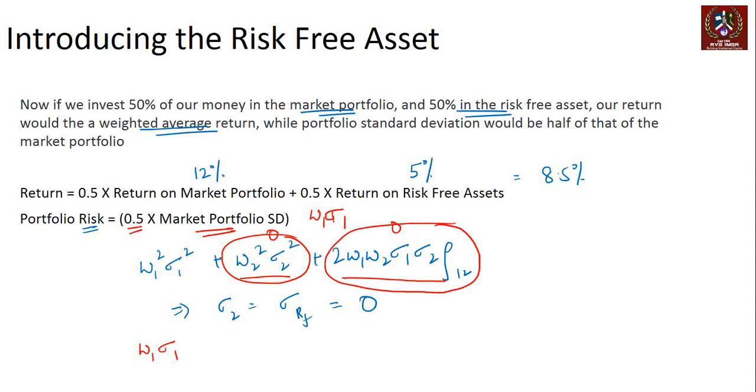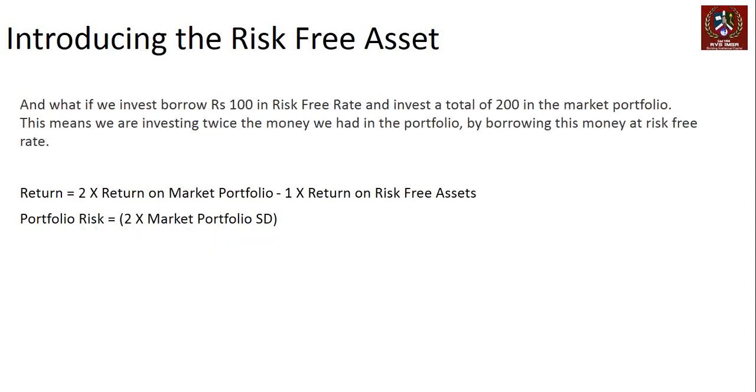Now let's flip this a little bit and make this more interesting. Let's assume that now we borrow, let's say 100 rupees in risk-free rate, and let's say we had 100 rupees of our own. So 100 is own money, 100 is borrowed money. So what is the total now that we have? We have a total of 200. So now whatever money we had, we are investing twice of that. So W1 is now 200%, correct? And W2 is minus 100%.